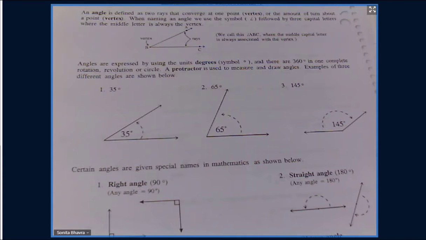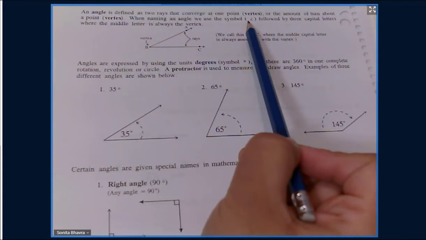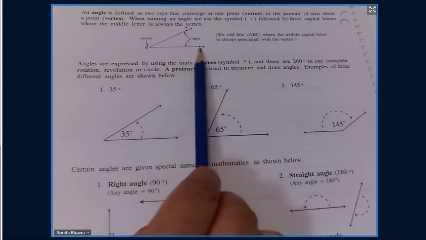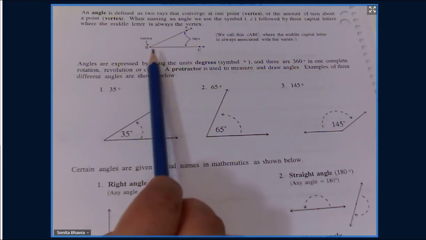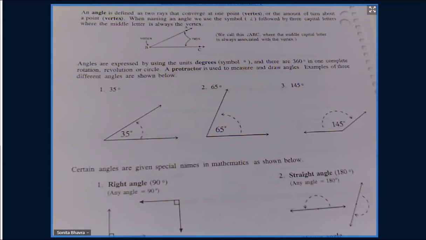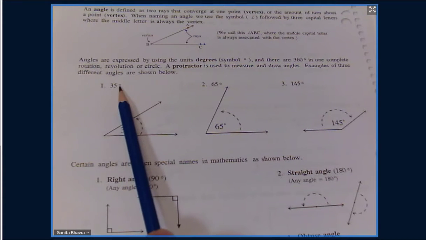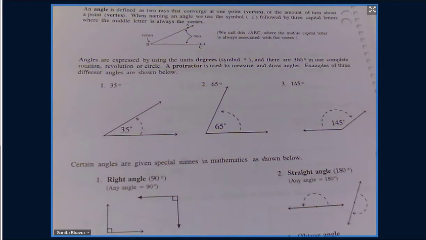So when we name an angle, we use this symbol, and we use the 3 capital letters. So in this case, it would be ABC, but the vertex is at point B, so that will always be in the middle. The middle capital letter is always associated with the angle or the vertex. And then we express angles using the unit degrees. So you'll see this little 0 symbol or O symbol as a superscript, and that represents the angles.